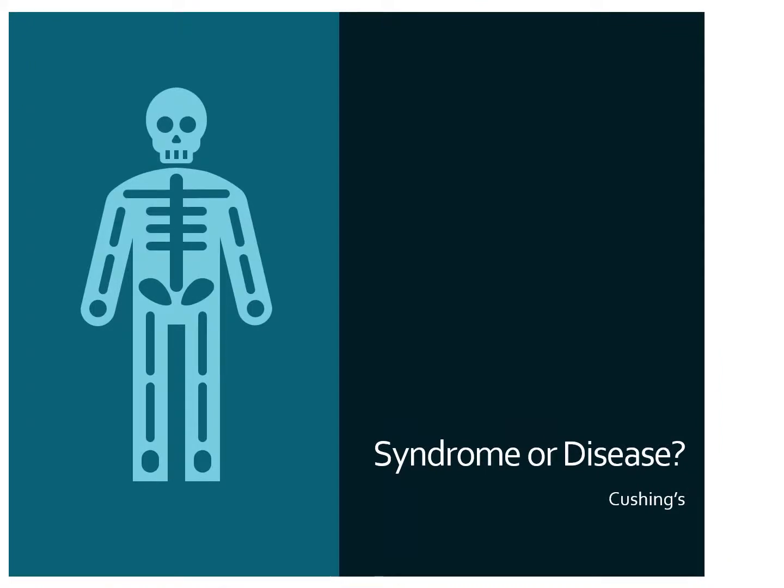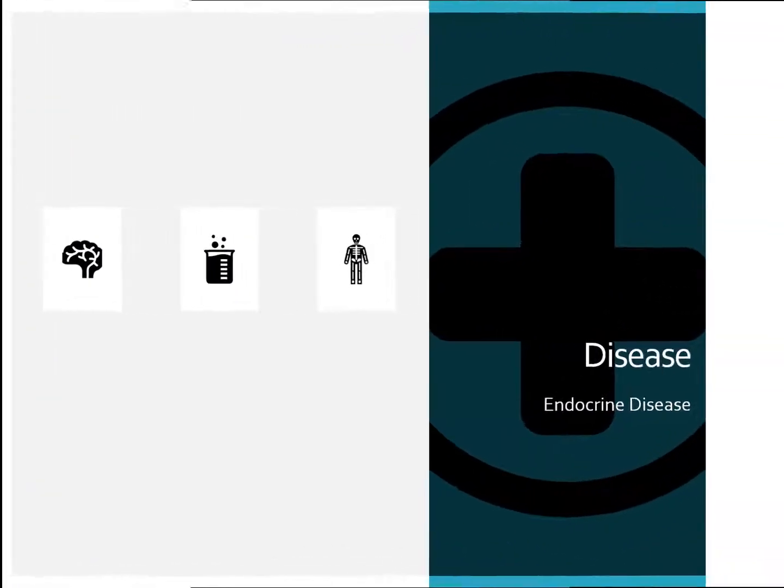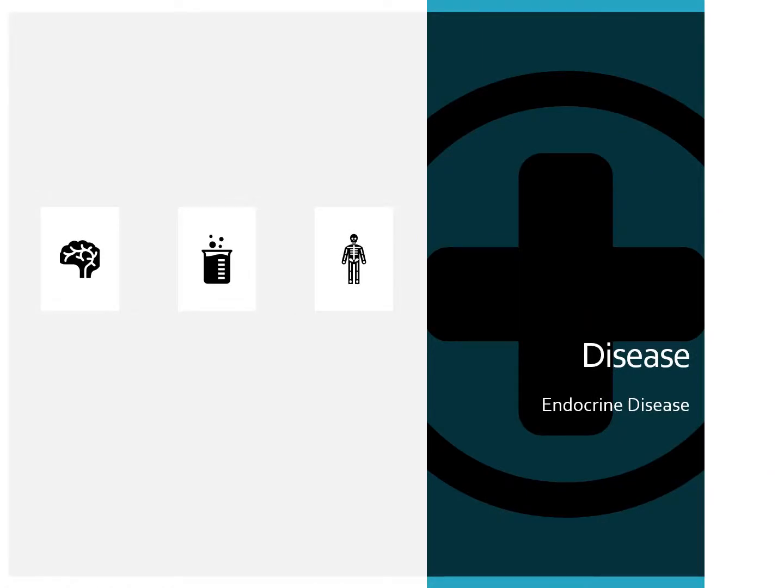So how do we tell whether it's a syndrome or disease? How do I know which one's which? Because the treatment will be very different depending on which one you identify. And so first off, when we look at the disease, we look at three main factors. The first is that the disease is usually caused by what's known as an adenoma.